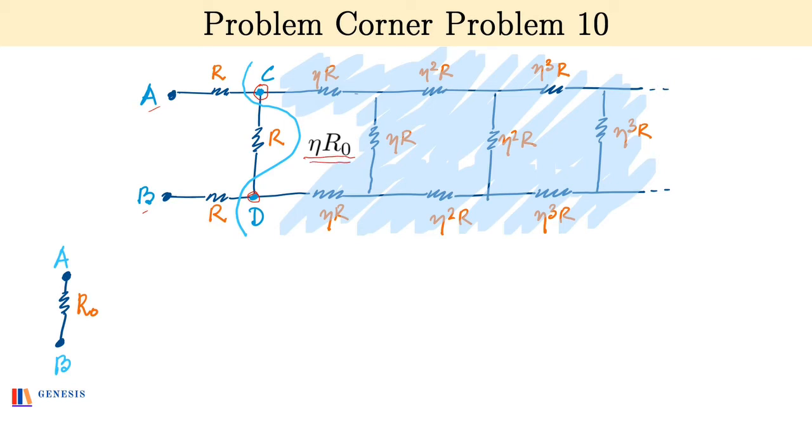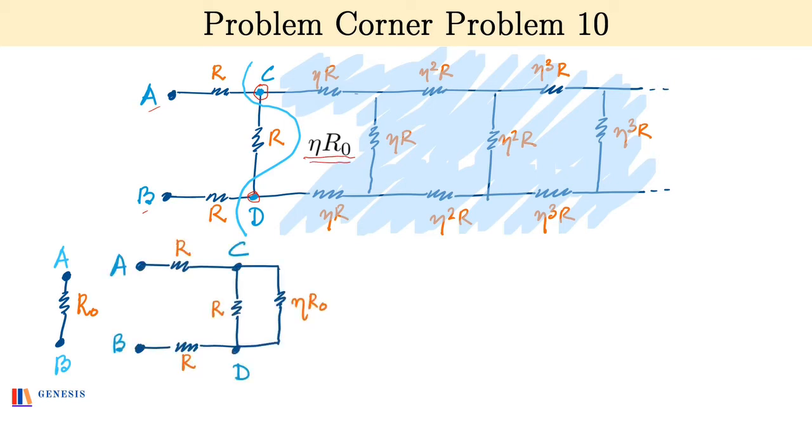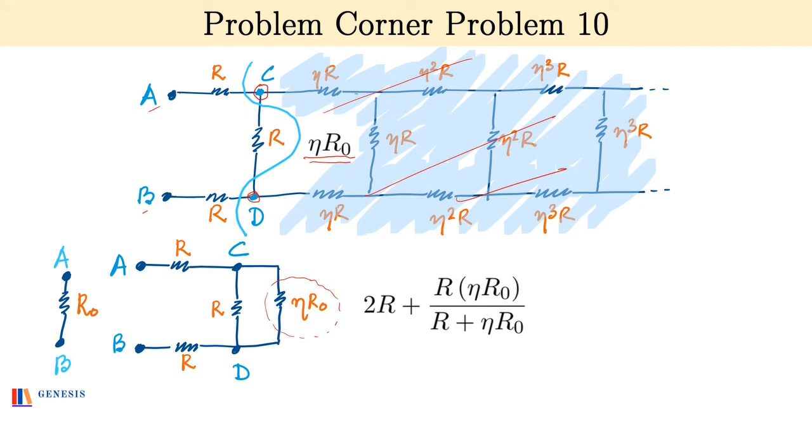Therefore, we can redraw this circuit like this. The whole section to the right of C and D has been replaced by one single resistance eta R0. Now, from this circuit, the equivalent resistance between A and B comes out as 2R plus R into eta R0 divided by R plus eta R0. You can do a simple series parallel calculation and you will get this.